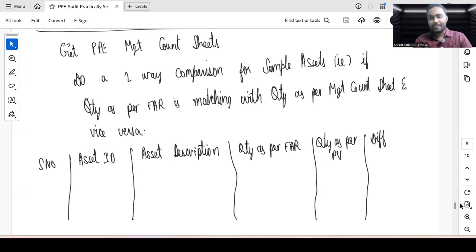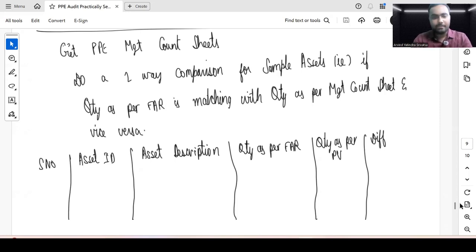Let's say there is an asset A. Let's say the management has noted that asset A has a quantity of 10 assets. So the quantity as per the FAR also has to be 10. You will do a mapping from FAR to the count sheet and count sheet to the FAR as well. So it's like floor to tag and tag to floor as well. I hope you understood this, guys.